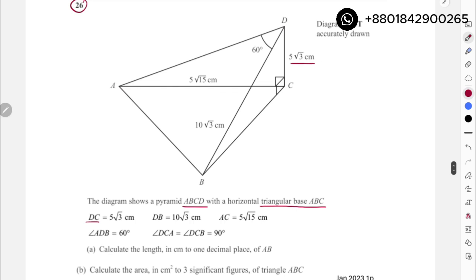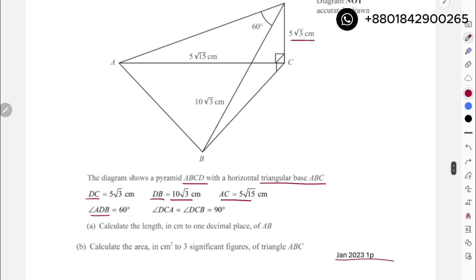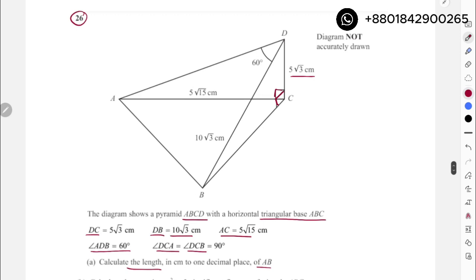the height of this pyramid, is 5 root 3, and DB, this diagonal length, is given as 10 root 3, and AC is this horizontal length that is given as 5 root 15. Then angle ADB is given as 60 degrees, and it is stated that DCA and DCB, that means this vertical pole with the horizontal planes at AC and BC, are both 90 degrees. We need to calculate the length of AB to one decimal place. AB is this length I'm trying to calculate.